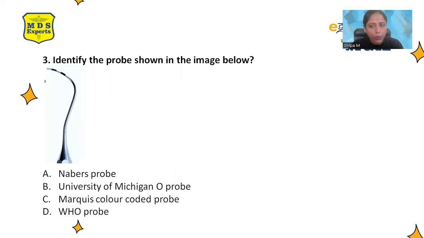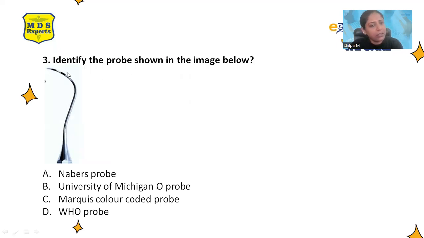Now we'll see a probe question, which you may see as a probe question in indices. It can come, not very frequently asked in indices, and it's more frequently a perio question. However, I'll discuss it here. It's an image-based question. Identify the probe.